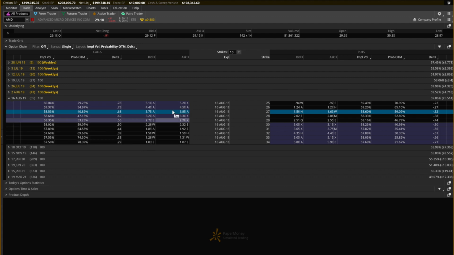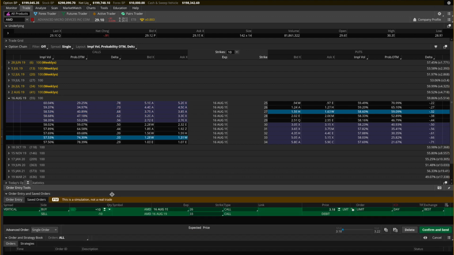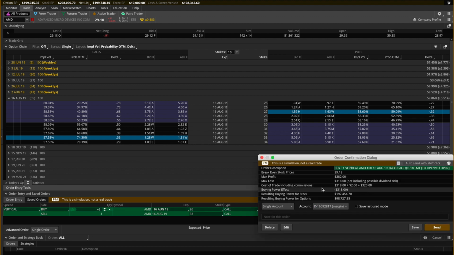No matter which one, it's going to generate different numbers. Let's say we bought a call that's deeper in the money, and then we sold a call that's further out of the money. Let's see what those results are. If we confirm and send, your max profit is automatically calculated at $382, and your max loss is $318 in this case. Is it really worth it? Do I want to risk $318? That's something you really have to ask yourself depending on your account size.